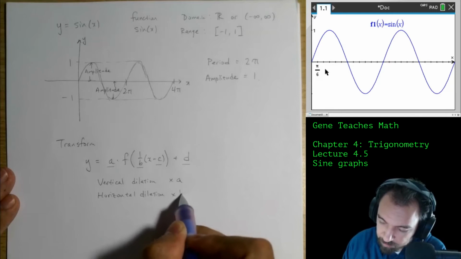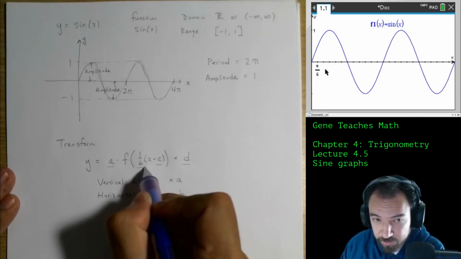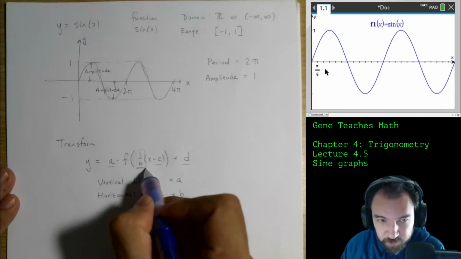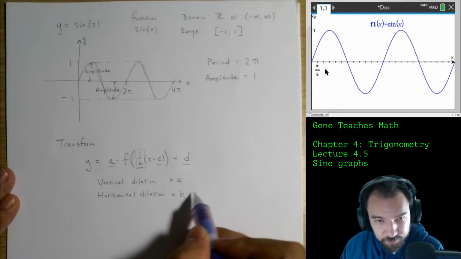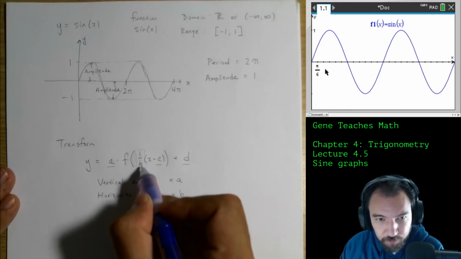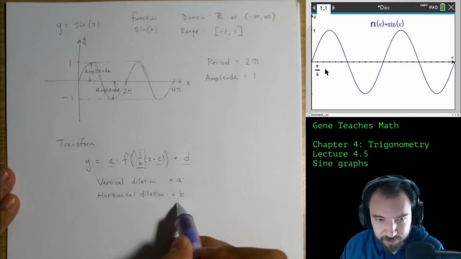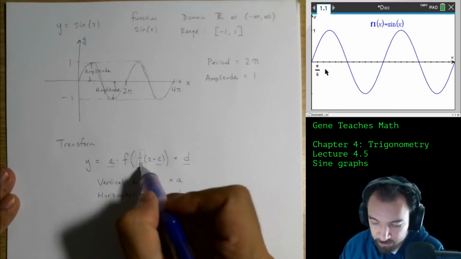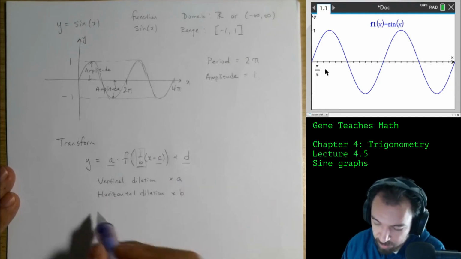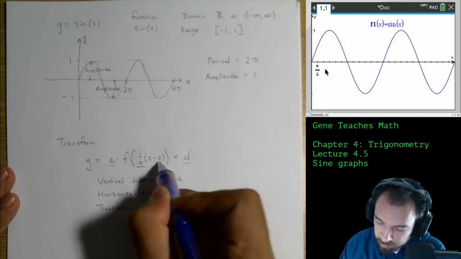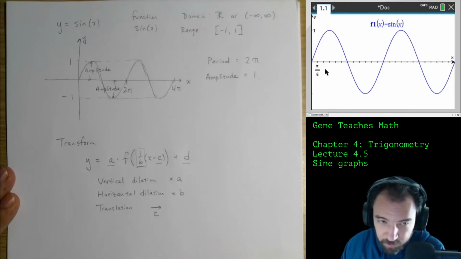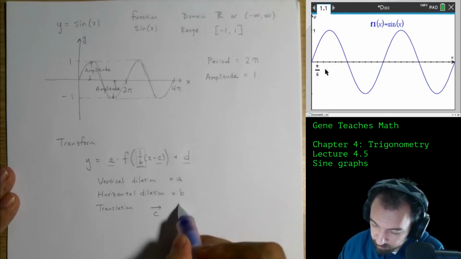of times b, and note the position of b. b is in the denominator. So if this number right here were 7, for example, the horizontal dilation factor would actually be 1/7. And if this were, let's say, 2/5, then the horizontal dilation factor would be 5/2. It's always the reciprocal of the number that shows up in this position. And then we said there was a translation of the x-coordinate to the right by c, and the y-coordinate up by d.